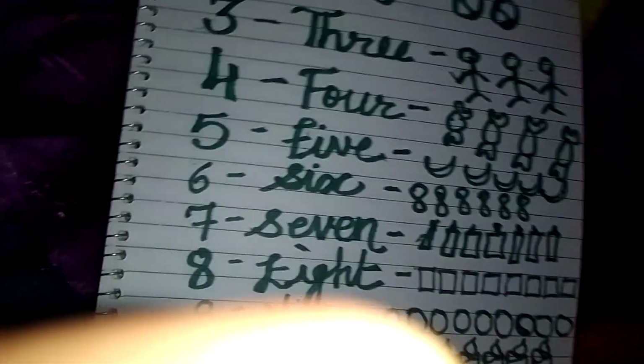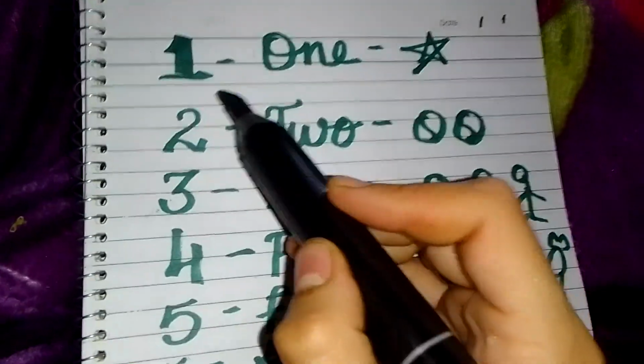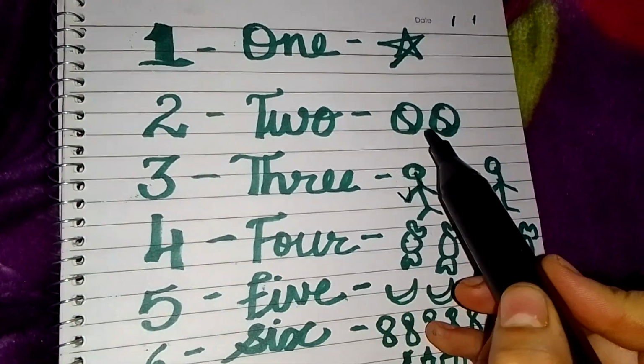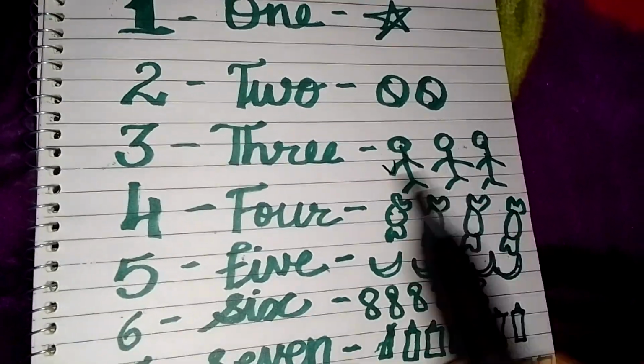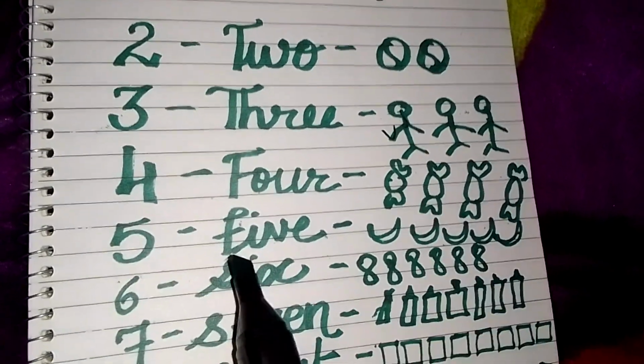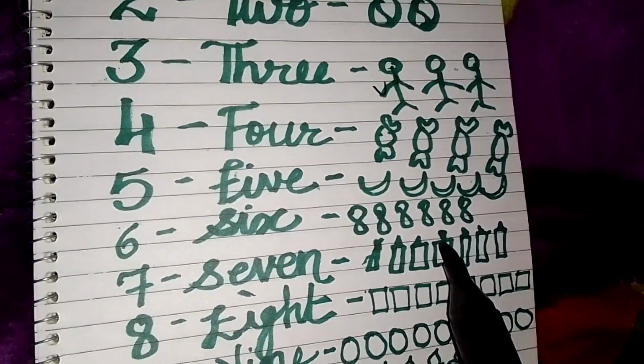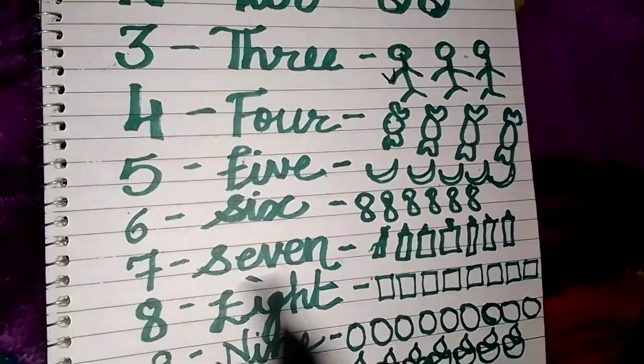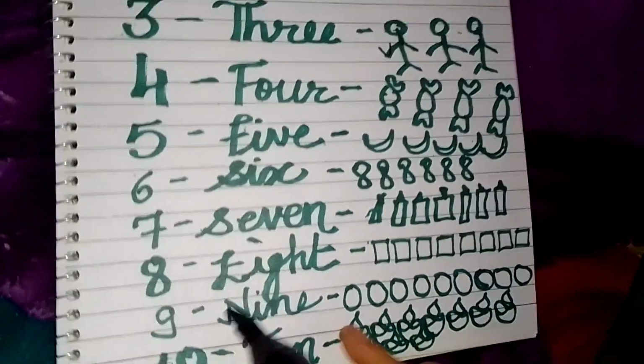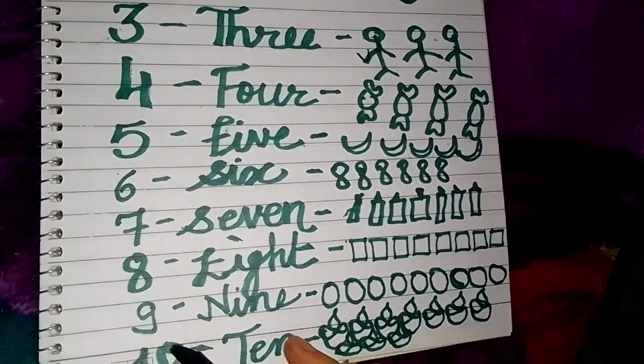1, 2, 3, 4, 5, 6, 7, 8, 9, 10. Very good. So here we have 1 star, 2 balls, 3 dolls, 4 chocolates, 5 moons, 6 infinities, 7 candles, or we can say pencils, 8 squares, 9 circles, and 10 diyas.